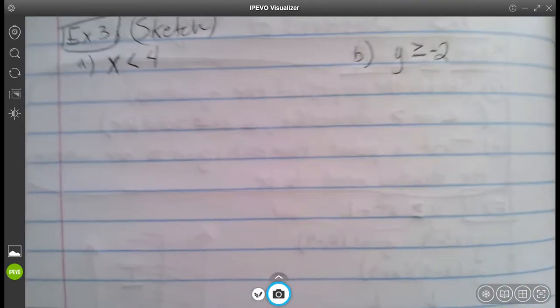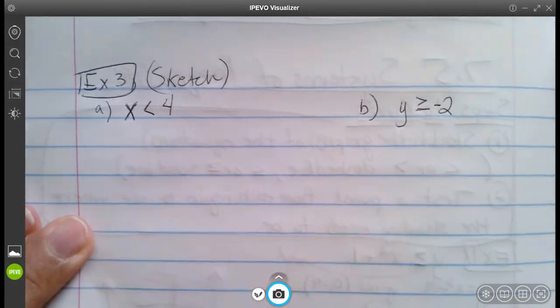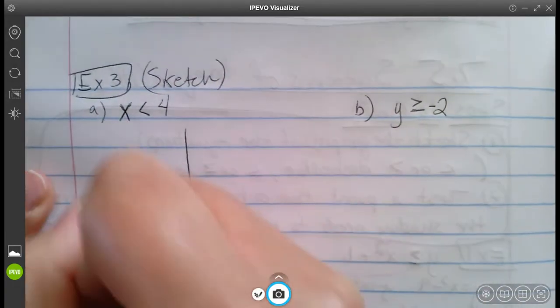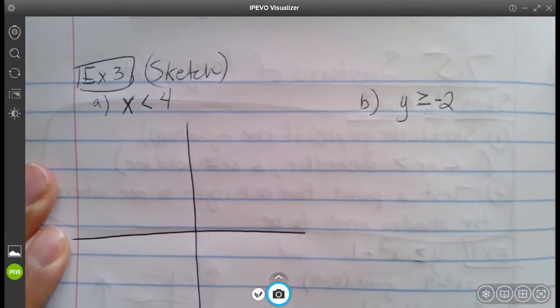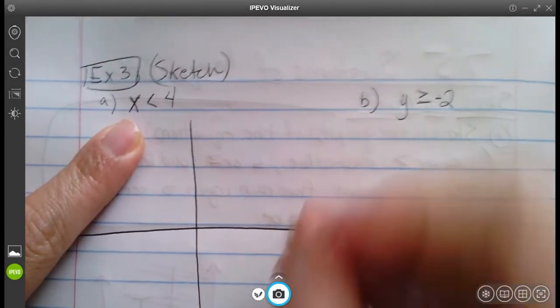Okay, so let's go ahead and move on to another one. We have 3 examples on this one that are kind of easy. I'm going to go a little bit fast on this. We're just sketching these really simple inequalities in case you get something like this and you don't know what to do. Okay, so you can see that this first one, x is less than 4, there's no y at all.